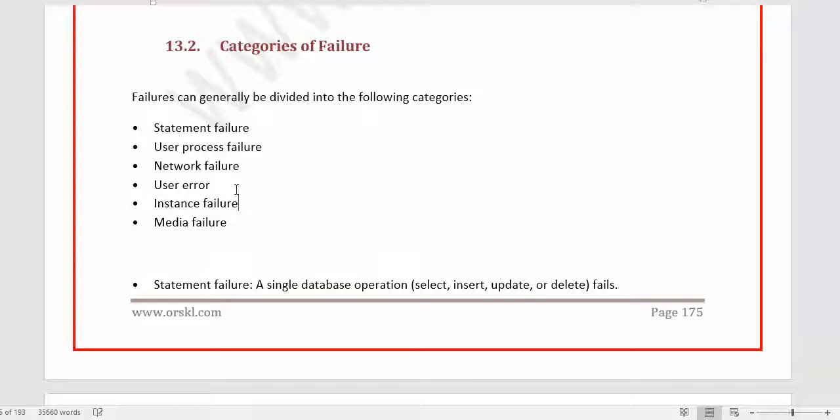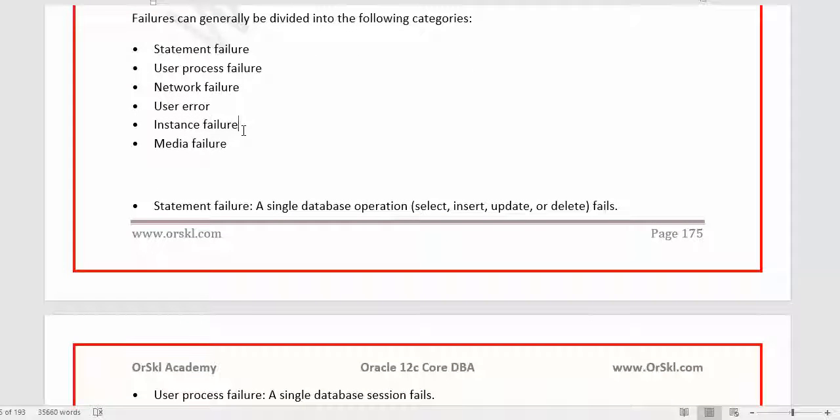And then user error. As I told you, one of the examples in the statement failure also falls into user error. That means unintentionally, if a user executes a command and it erases the data, then it's a problem. Instance failure is nothing but your database memory components going down directly; we call that instance failure. And media failure is nothing but hard disk issues, RAM issues, and CPU issues. Most of the time media refers to hard disk issues. So if there is a hard disk issue, definitely there is a problem with reading the data, right?